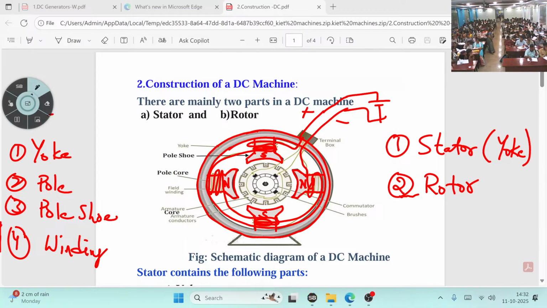Which material are we using for the yoke? Cast iron. What is the material for the pole? Cast iron. What is the material for the pole shoe? Cast iron. So for the yoke, pole and pole shoe, cast iron is used. And for the winding, copper.